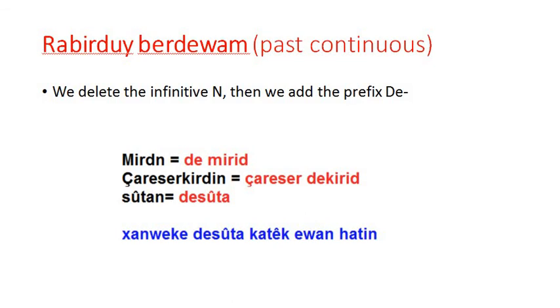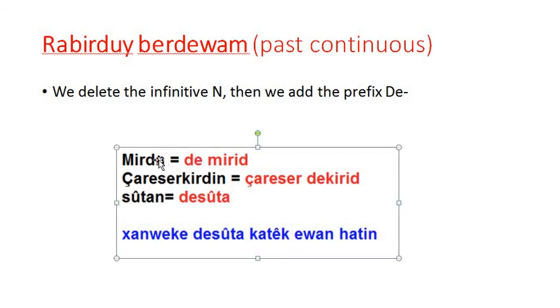Then you have rabırdu berdawam, which basically means past continuous. Something was continuous in the past, or something was continuing in the past. To create this, for example, you say I was playing, or was dying. We delete the infinitive n, so we put the n away. Then we add the prefix da. Prefix, not suffix, okay? But you have to link it with the verb. I'm sorry, here I haven't linked it, just to show you how it is constructed. So mirdin, you say demirt, means was dying.